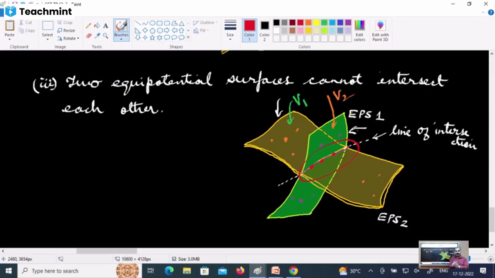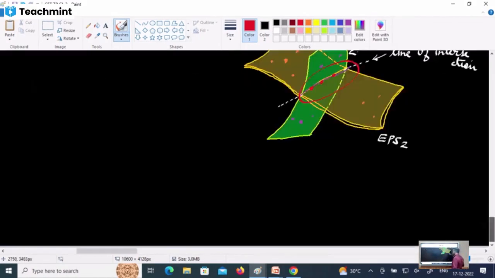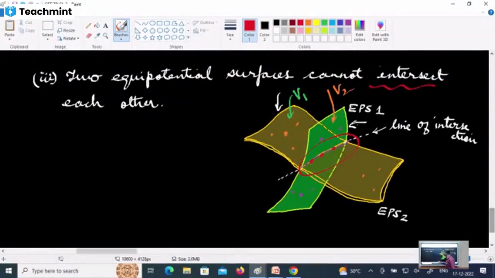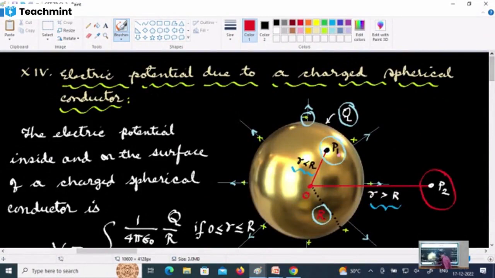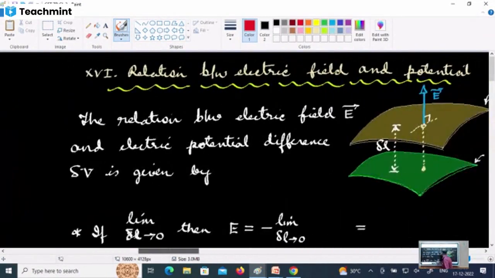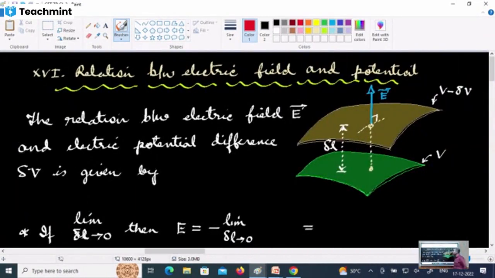They do not intersect each other. So two equipotential surfaces can never intersect each other. These are some of the important properties of equipotential surfaces. Let us proceed to the next set of concepts. The relation between electric field and electric potential. Now you see, you consider two equipotential surfaces.